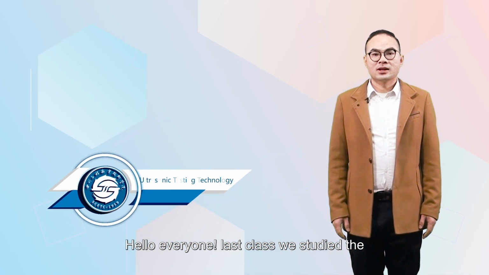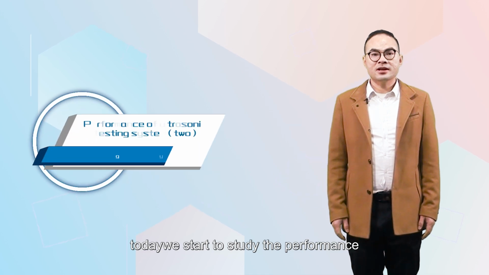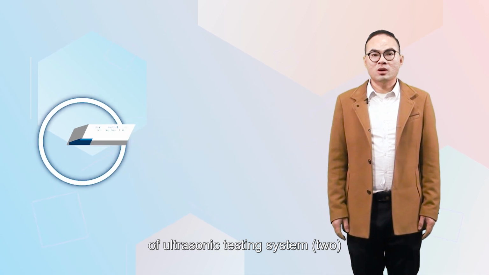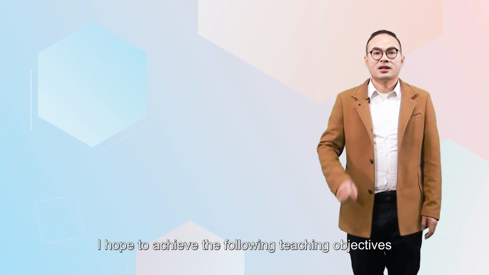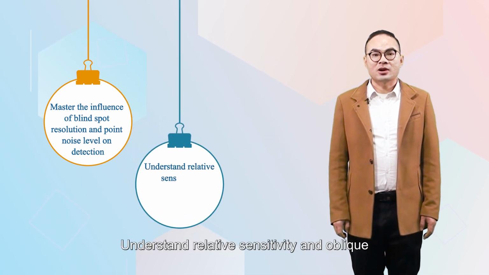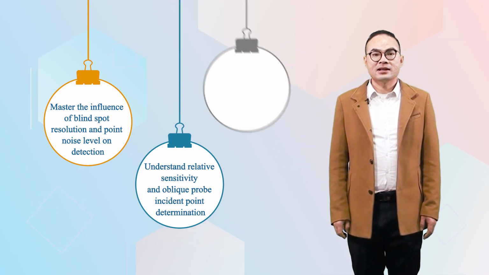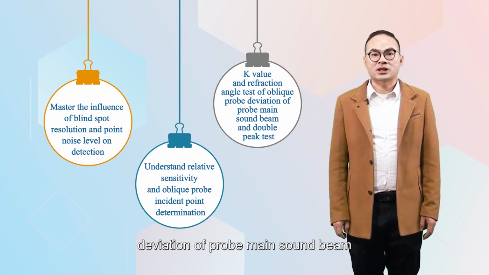Hello everyone. Last class we started the performance of the ultrasonic testing system. Today we continue to study the performance of the ultrasonic testing system, part 2. Through the learning of this course, I hope to achieve the following teaching objectives. Master the influence of blind spot, resolution, and noise level on detection. Understand the relative sensitivity and oblique probe incident point determination. K-value and refraction angle test of the oblique probe, deviation of the probe main sound beam, and double peak test.